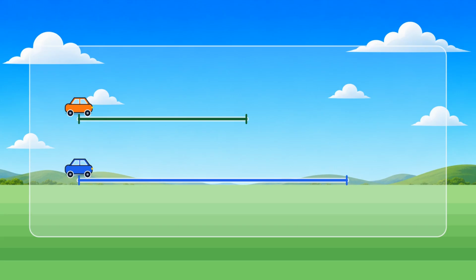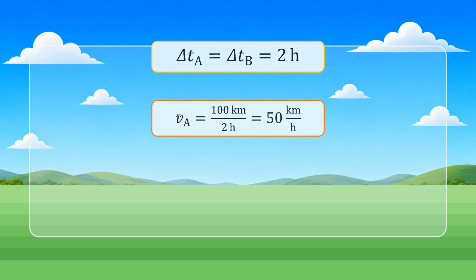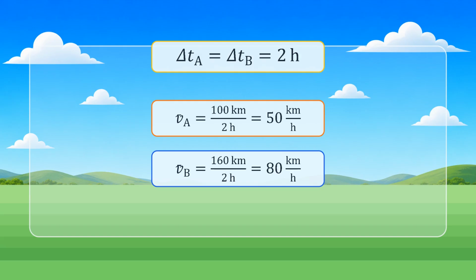Now reverse the comparison. Both cars travel for 2 hours. Car A travels 100 kilometers, so its average speed is 50 kilometers per hour. Car B travels 160 kilometers, so its average speed is 80 kilometers per hour. Car B is faster because it covers more distance in the same time.